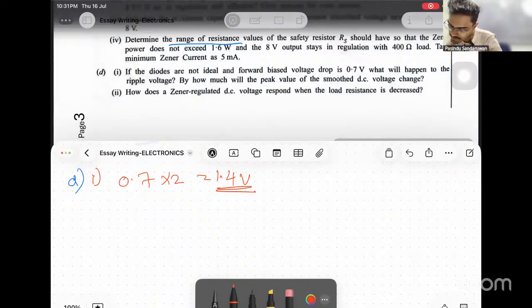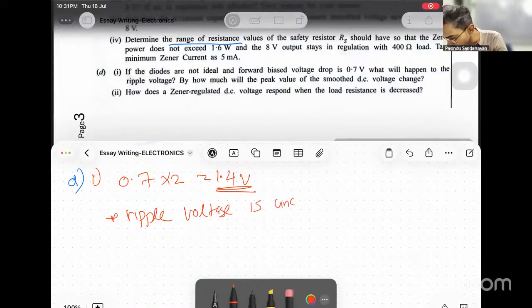If the diodes are not ideal, what will happen to the ripple voltage, and by how much will the peak value of the smooth DC voltage change? First, the ripple voltage is unchanged. The ripple voltage depends on that equation, so it is unchanged.